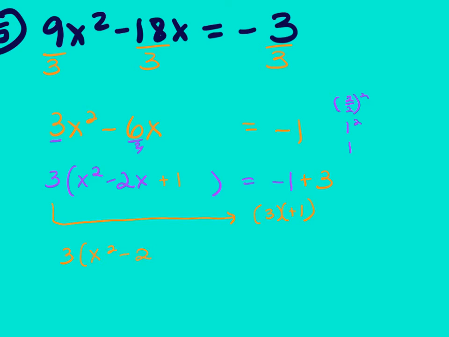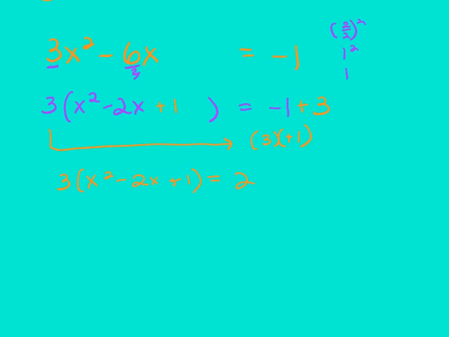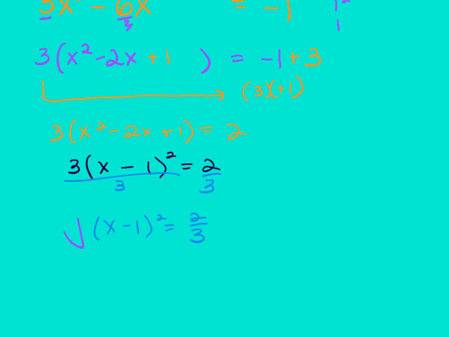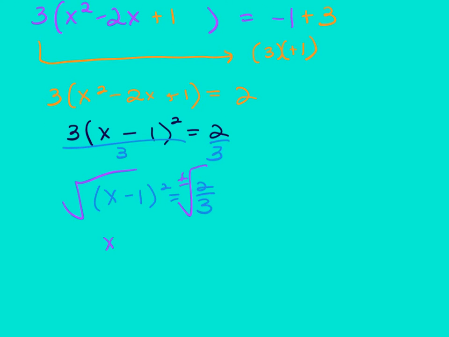3x squared minus 2x plus 1 equals 2. Factor the left side, x, 1 minus from the middle term, squared. Then divide both sides by 3. Square root both sides, putting the plus and minus. And I get x minus 1 equals plus and minus root 2 over root 3.